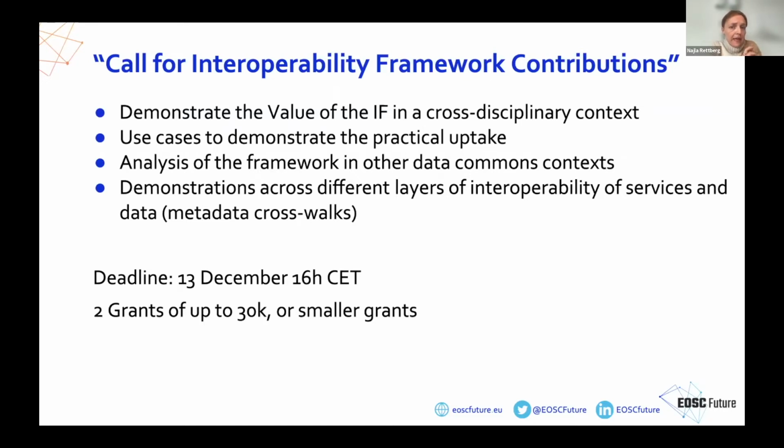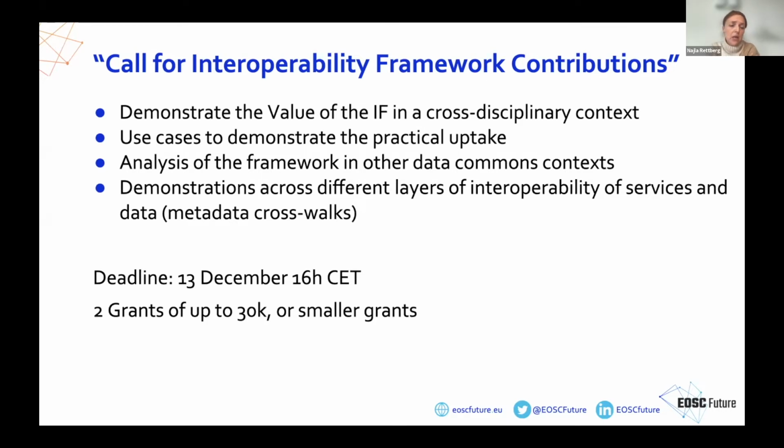So these are the sort of flavors of the applications we would expect. And possibly kind of demonstrations, so more in-depth demonstration of what it means to be interoperable of services and metadata. Even some crosswalk work would be interesting there.